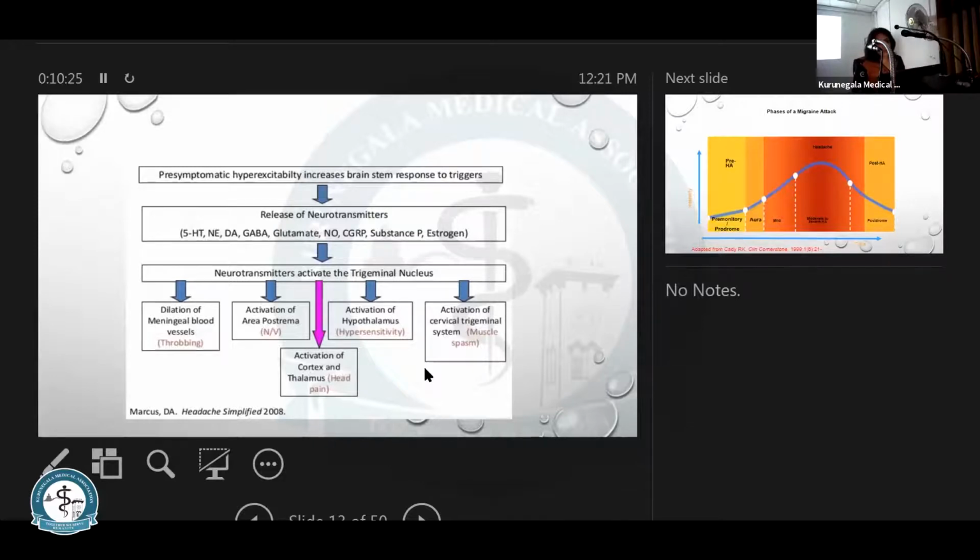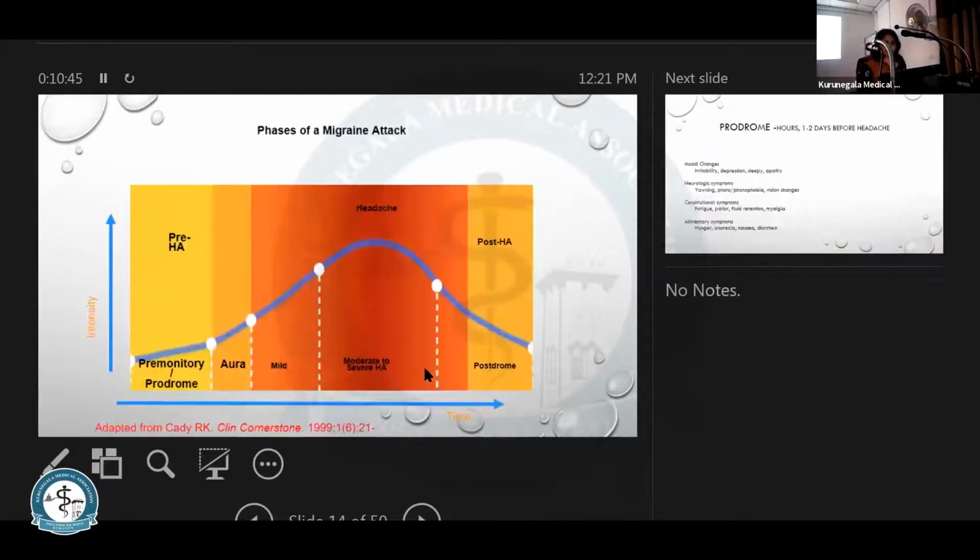So all these neurotransmitters act at various levels to give the symptoms of migraine, either headache, nausea, vomiting, hypersensitivity, or muscle spasm. And when we consider the phases of a migraine attack, there are three major phases: the pre-headache phase, the headache phase, and the post-headache phase.